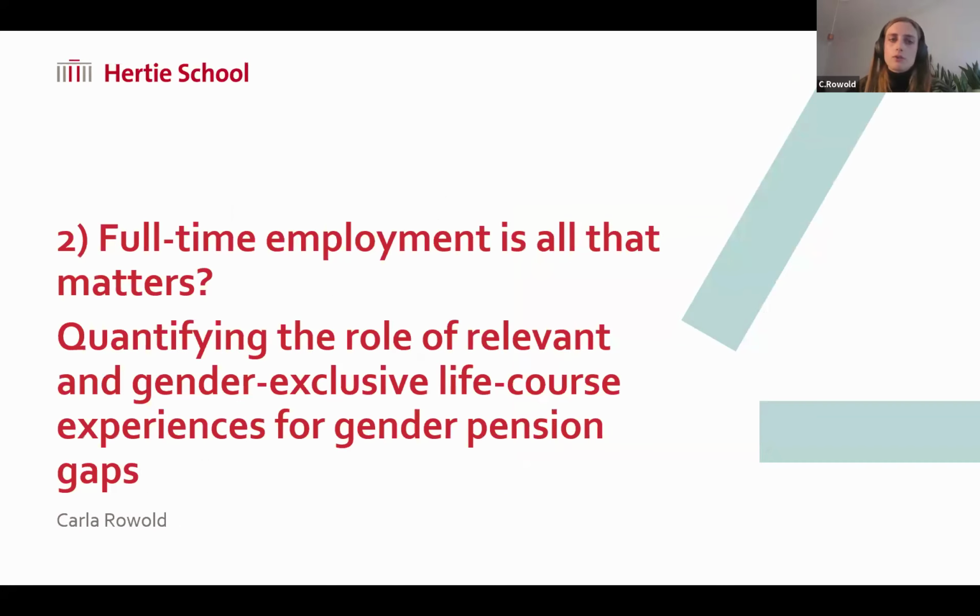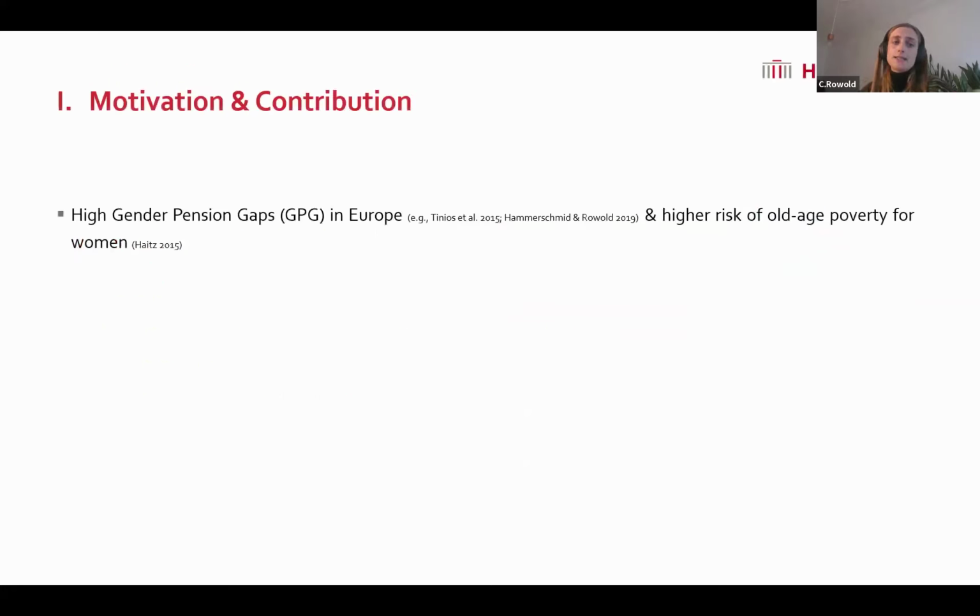I would go on with the second one, in which I quantify the role of relevant and gender-exclusive life course experiences for gender pension gaps. So here I really focus on gender pension gaps from the beginning on, and this is because they are pretty high in most European countries, often largely exceeding the levels of the much more studied gender wage gaps. And also we know that women are at much higher risk of old age poverty compared to men in most European countries.